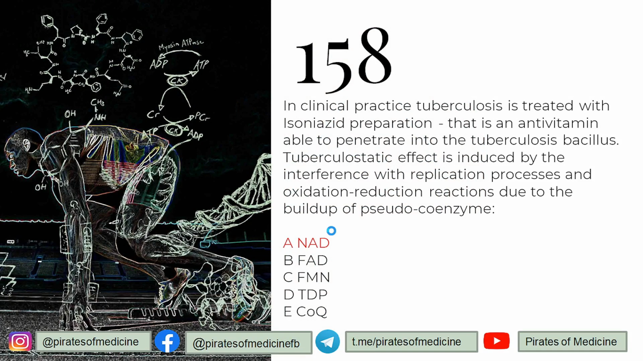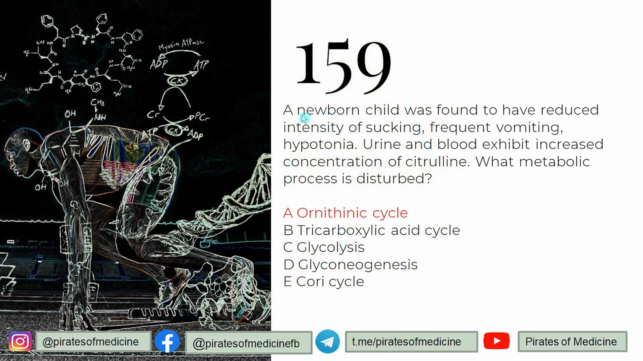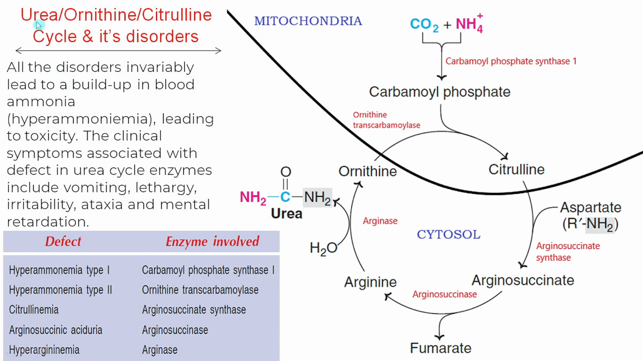Correct? Good. So 159. A newborn child was found to have reduced intensity of sucking, frequent vomiting, and hypotonia. Urine and blood exhibit increased concentration of citrulline. What metabolic process is disturbed? Let's talk about the urea, ornithine, citrulline cycle and the disorders related to it.